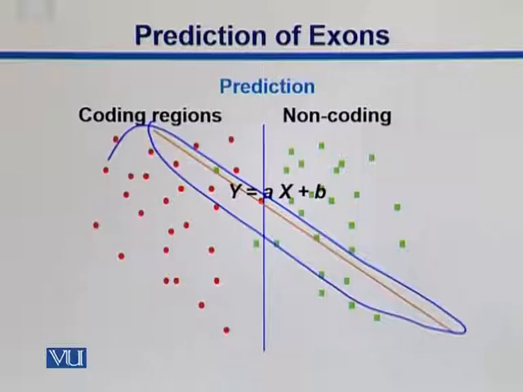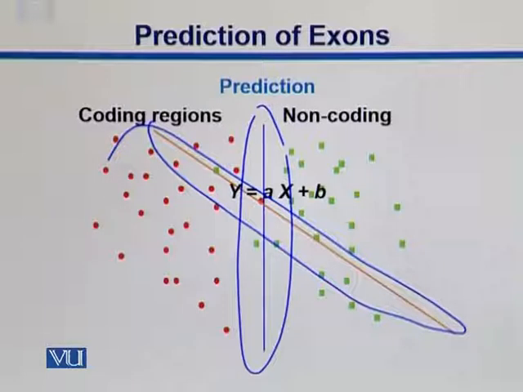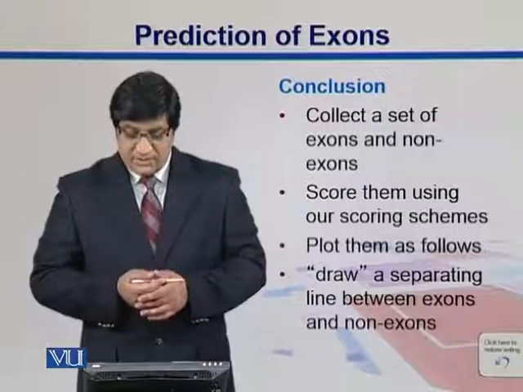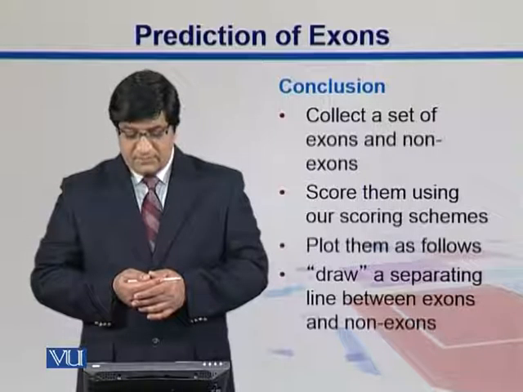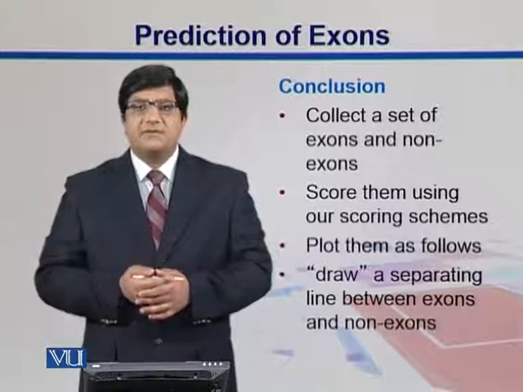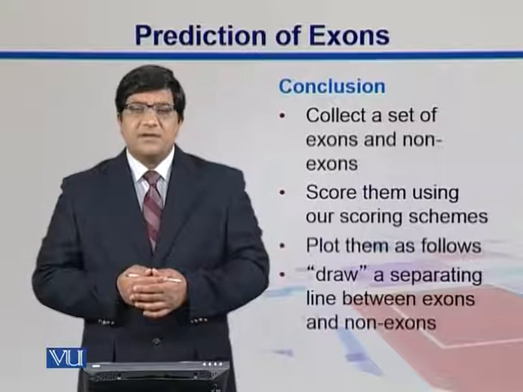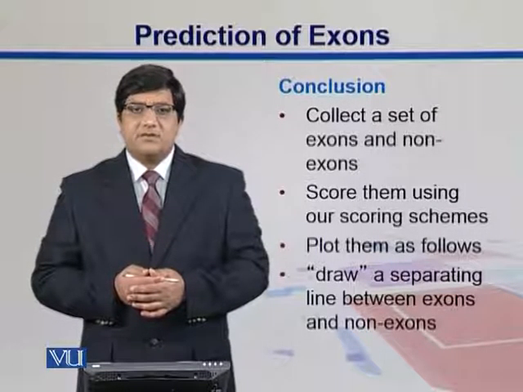If you look at those green spots and these red spots, they are kind of separated. So we can have separation between these two, coding and non-coding regions. If we get any new sequence and put it into this picture, we can look at where it falls, whether it falls in the green dots or in the red dots, and we can then predict whether it contains an exon or not. So that kind of analysis, where we collect some set of exons and introns, score them, plot them and draw a separator line, is called linear discriminant analysis, and this analysis can be helpful in exon finding.